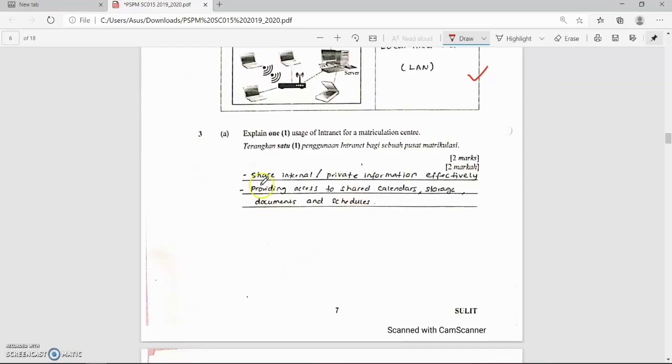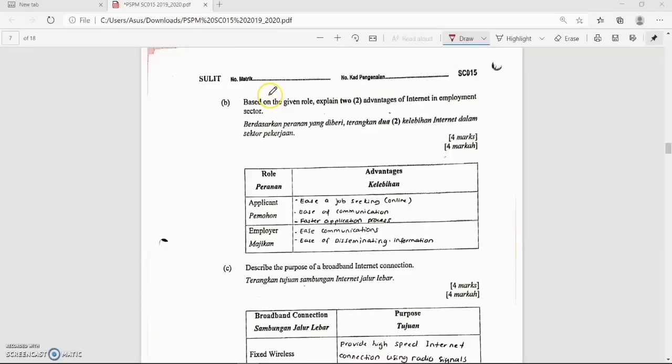Okay, number 3. Explain one usage of intranet for a matriculation center. So explain usage of intranet for matriculation center. This is 2 marks. You can use this point: share internal or private information effectively, providing access to share calendar, storage, document, and schedule of the matriculation.